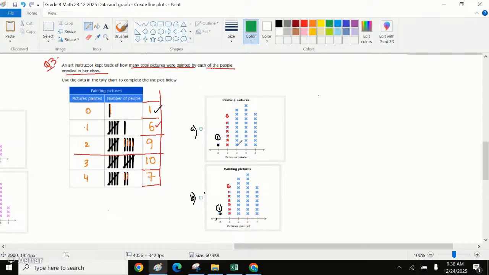Then we have 9. 1, 2, 3, 4, 5, 6, 7, 8, and 9. This is still 9. Agreed. The next option was 10. 1, 2, 3, 4, 5, 6, 7, 8, 9, and 10. It's still 10. That means up till the fourth value, it's still the same.